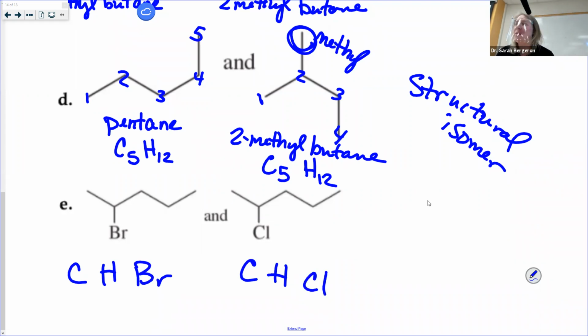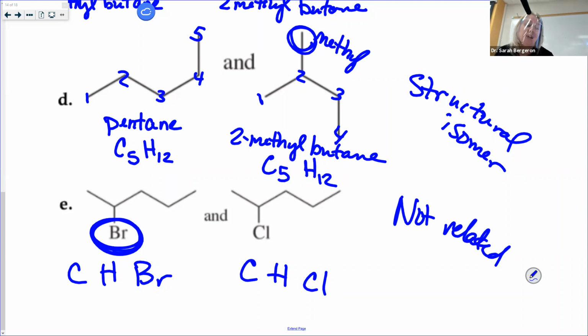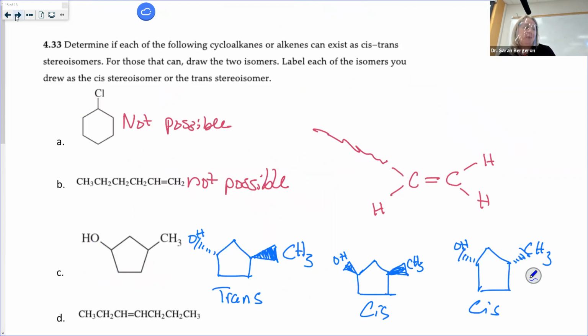Can my molecular formula be the same? No. So am I an isomer? No. So these are not related. If you ever see 2 completely different atoms like that, they're automatically not related. Sometimes test-taking skills like that save you time. So that's a really important thing to be able to do, to know when to spend a lot of time on it and when not to.